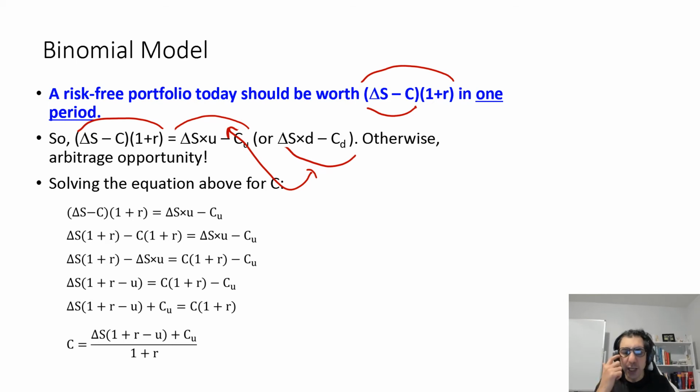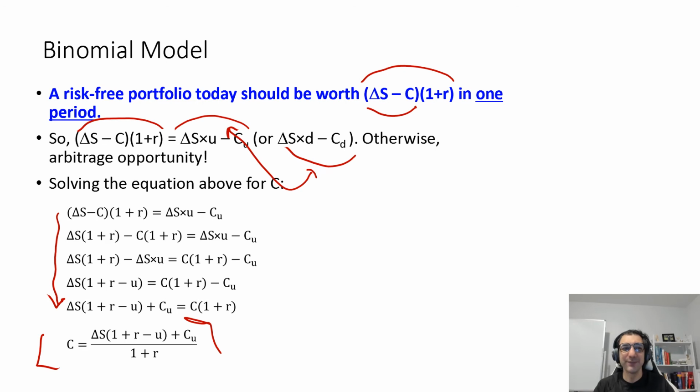Now, you can use this equation and rearrange it to find C, the value of the call option. So these steps that you see here are just rearranging this original equation, which I mentioned here. Based on that, you can calculate the value of the call option based on delta, S, R, U, C U, and you have all these components. We just calculated delta, which was 2 over 3. You have the risk-free rate, which is 3%. You have the U, which was 1.1. You have C U, which was $10. Now, if you plug all these numbers, you can calculate the value of the call option.